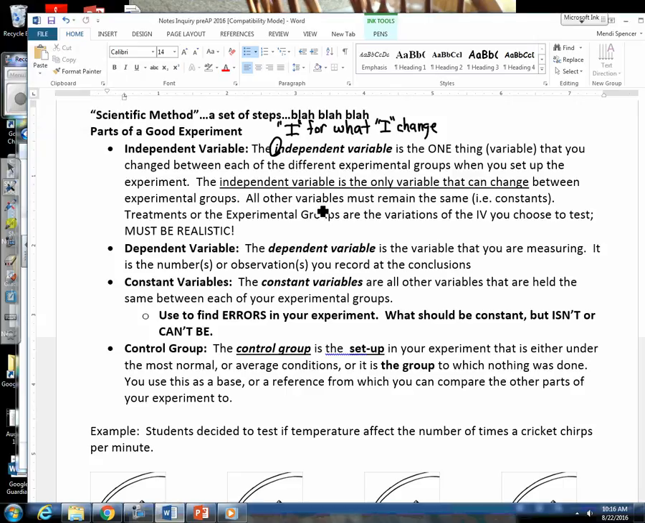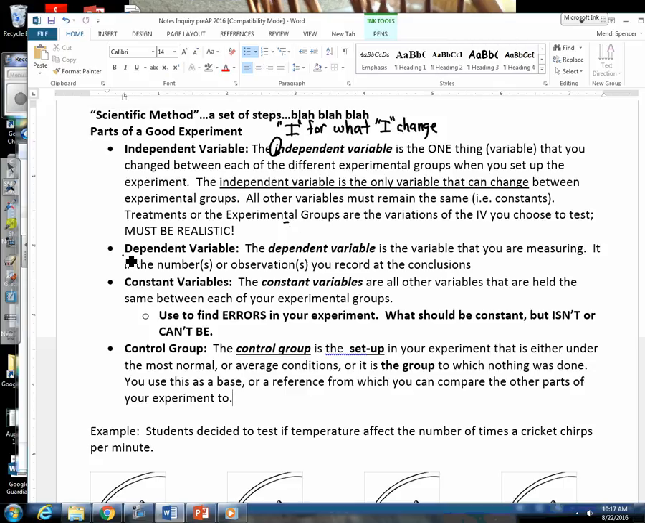Now, all other variables are going to be remaining constant. We'll talk more about constants here in a second. One thing I want to point out, when you're setting up these different parts of the experiment, these different parts are called your experimental groups. When you're creating these variations between these experimental groups, these variations have to be realistic. We'll talk about that more here in a second.